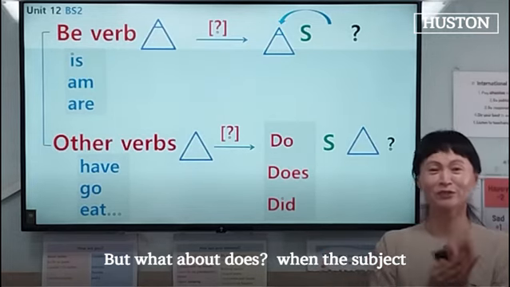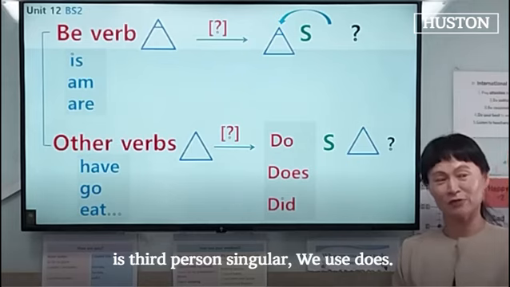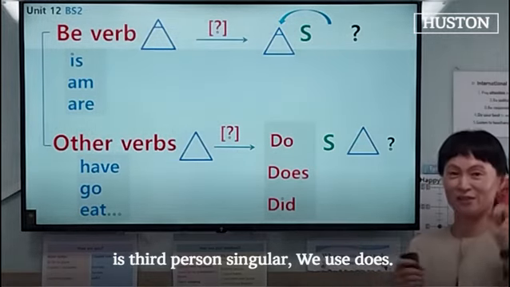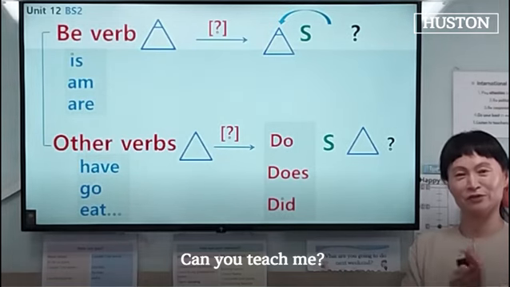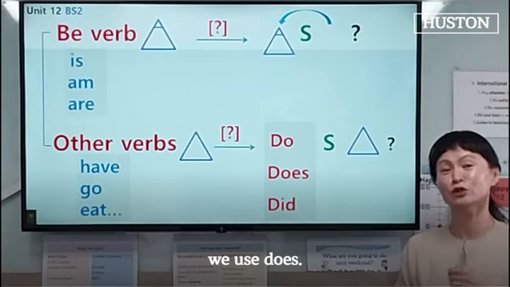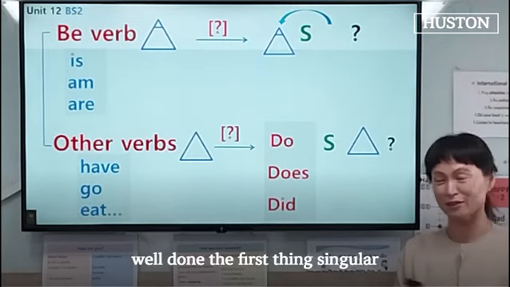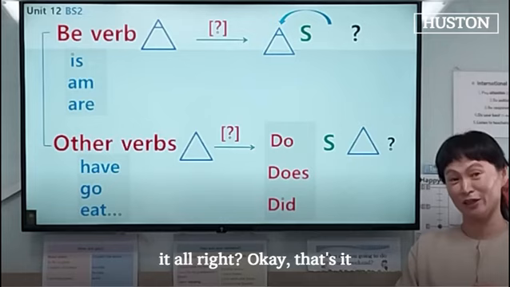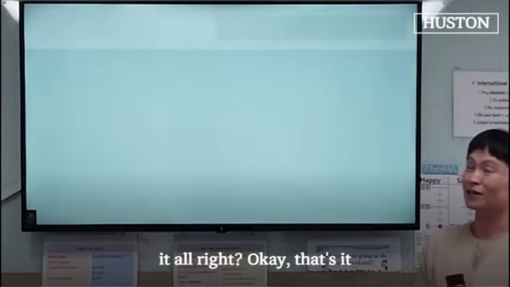Meter. When the subject is third person singular, we use does. Can you teach me? Teach. When the subject is third person singular, we use does. Well done. Third person singular: he, she, person's name, single noun, it. Alright. Okay, let's check it.